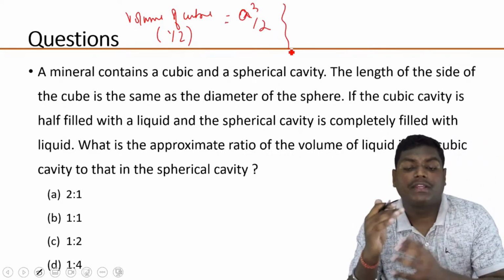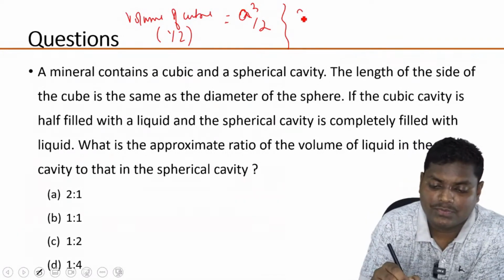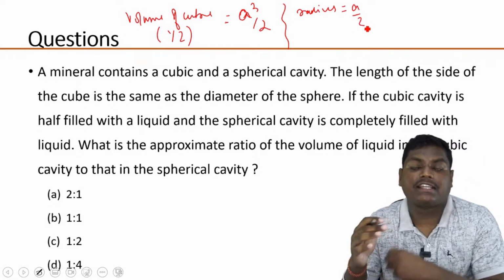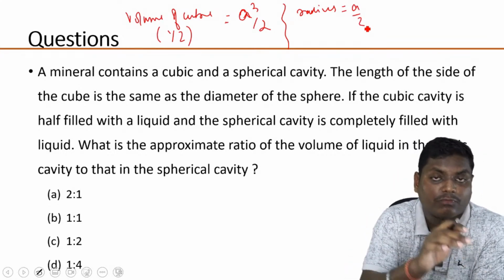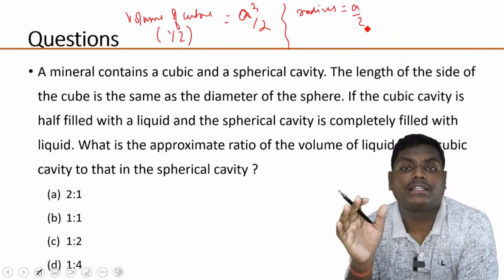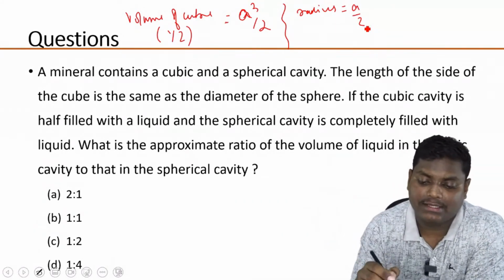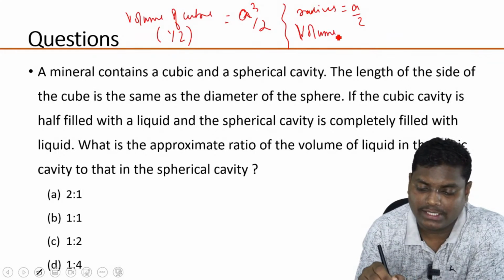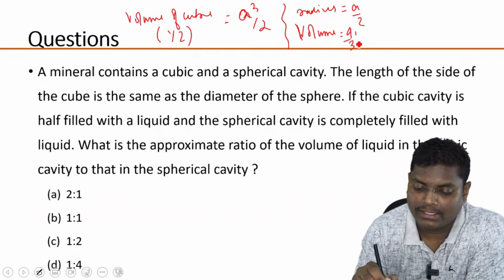Similarly for the sphere, what is the radius of the sphere? We know it is a by 2, because in the question it is given that the side of the cube is equal to the diameter of the sphere. So the radius is basically a by 2. So the volume is basically 4 by 3 pi r cube.